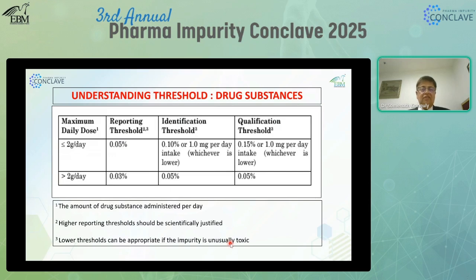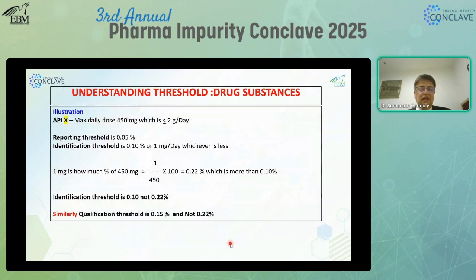So let us come first to some actual illustration. My entire focus will be on the calculation of specification, etc., because I feel many times people move in circles about what is right or not. Say an API X has a maximum daily dose of 450 mg in the formulation. That is surely less than 2 gram per day, so the reporting threshold is 0.05%.